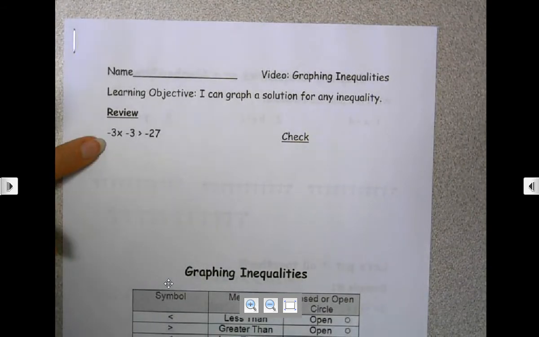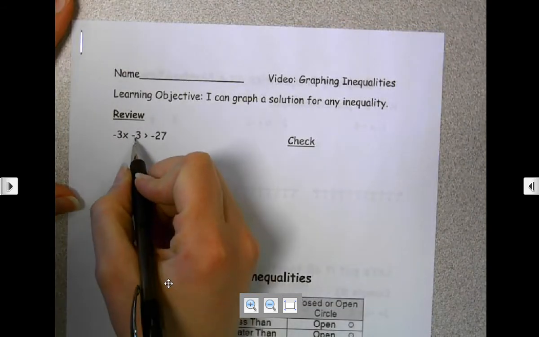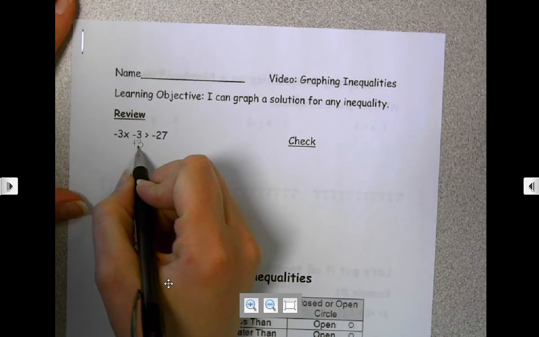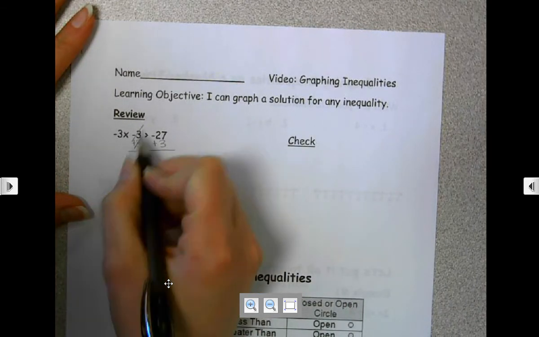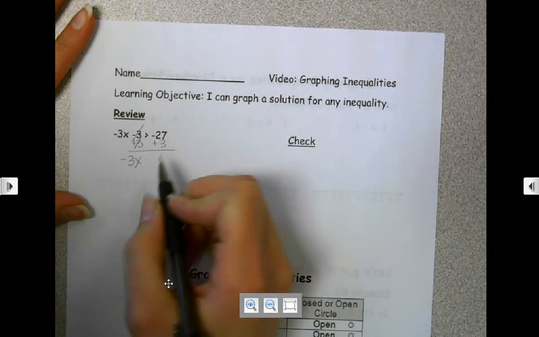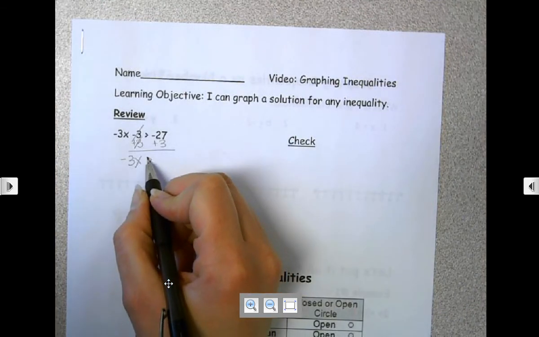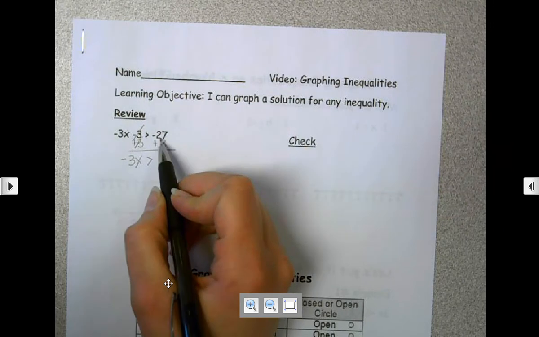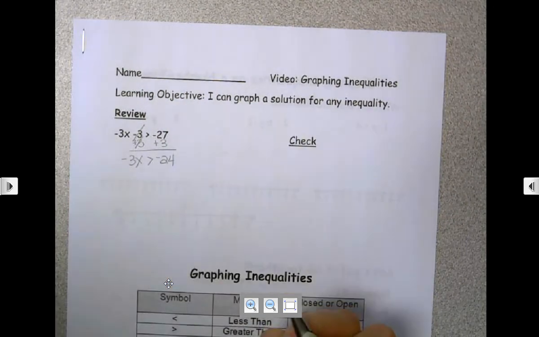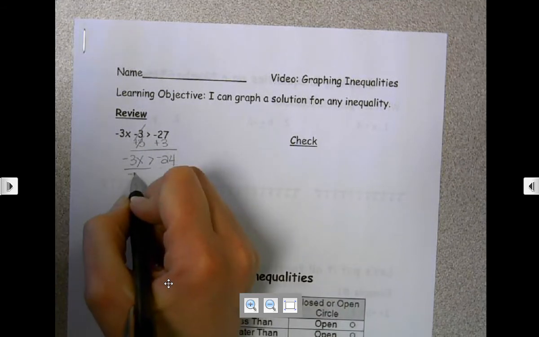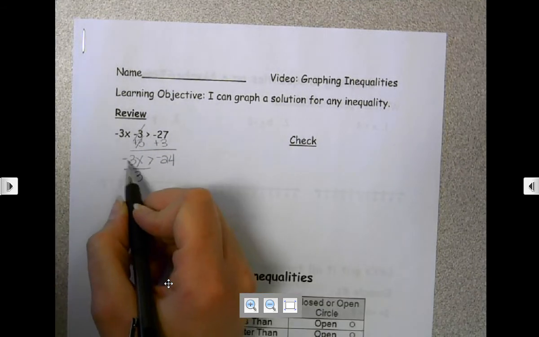So if we take a look at this first example, we are going to use the inverse of -3. We're going to add 3 to both sides. Those cancel out, bring down the -3x greater than -27 plus 3, that's going to give us -24. Our next step is going to be the inverse operation of -3 times.